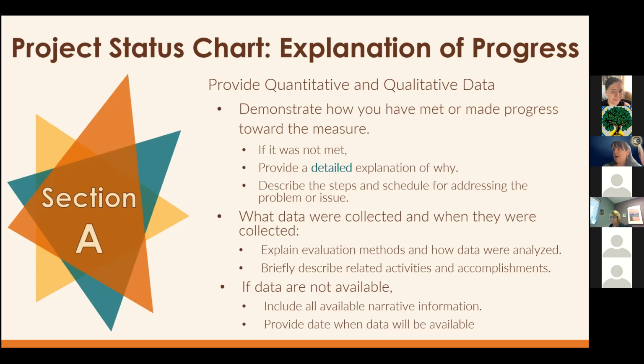You want to tell us about how the data were collected and when they were collected. Explain how that data is evaluated or analyzed, and any related activities and accomplishments. If data are not available, right? If you're giving us a 999 or a 0 in there, you still want to tell us some relevant information about steps taken to meet those objectives, and then when that data will be available.